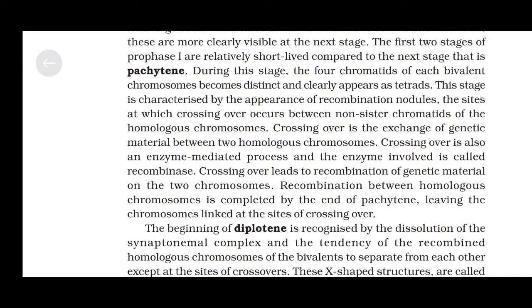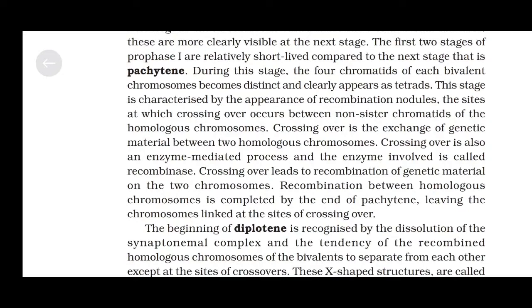The first two stages of prophase 1 are relatively short-lived compared to the next stage, that is pachytene. During this stage, the four chromatids of each bivalent become distinct and clearly appear as tetrads. This stage is characterized by the appearance of recombination nodules, the sites at which crossing over occurs between non-sister chromatids of homologous chromosomes. Crossing over is the exchange of genetic material between two homologous chromosomes.